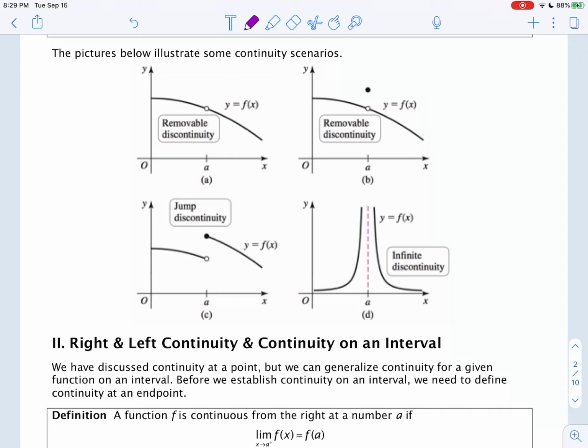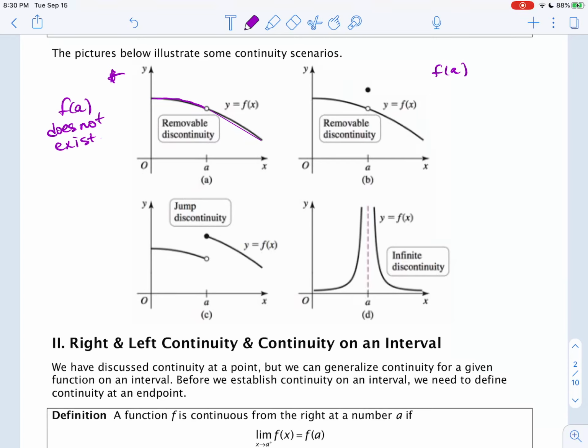If you ever have to lift your pencil up from the graph to finish graphing, then you know that you've got a problem point. Or if you have any vertical asymptotes, you will have a point of discontinuity. So in the very first one, yes, the limit as x approaches a exists because the 2-sided limit outputs are approaching that value there. However, f of a does not exist because we have that open hole. So that violates the very first criterion.